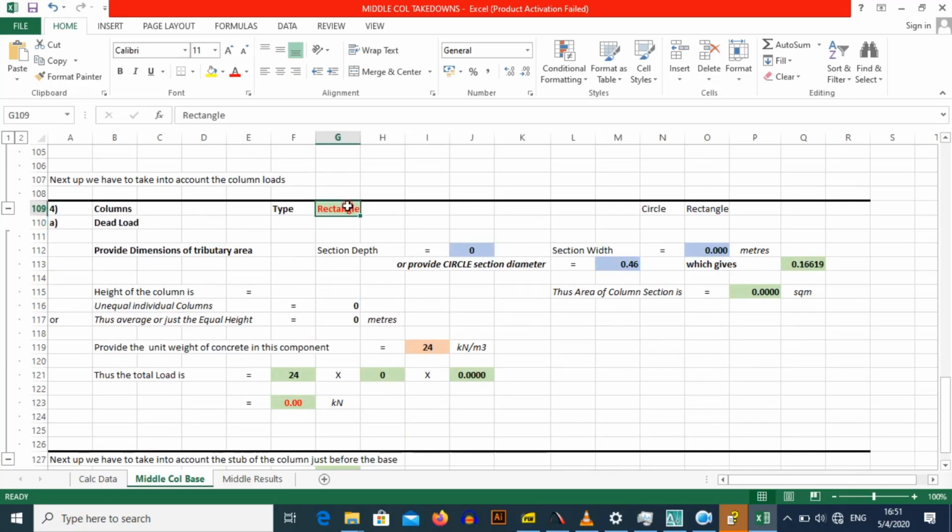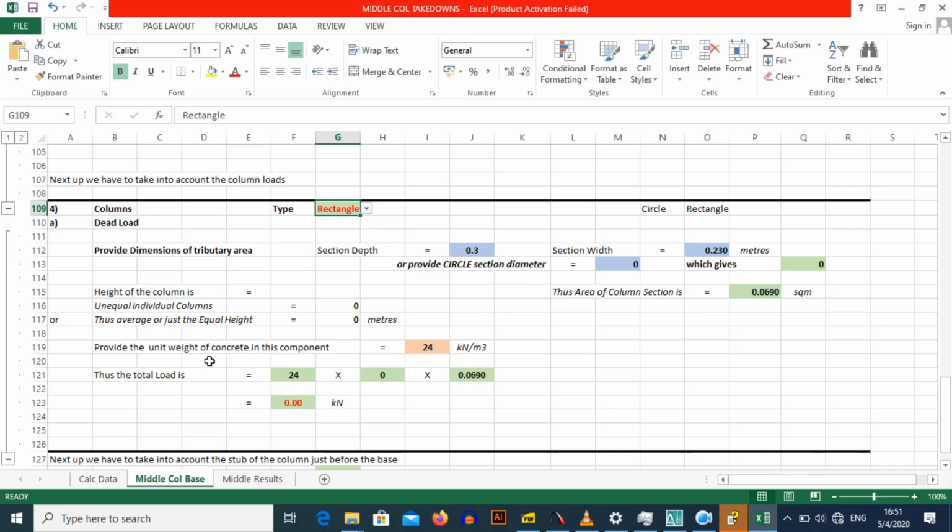So for the columns, I can choose whether it's a circular column or a rectangular column, and as you can see, it's changing whether I choose rectangle or circular. Since we have rectangular columns, the section depth, I entered 300, I remember, and then the width was 0.230. It was a 230 by 300 column. We don't have a circle, so it's 0. If I change from rectangle, it gives us the area of the column.